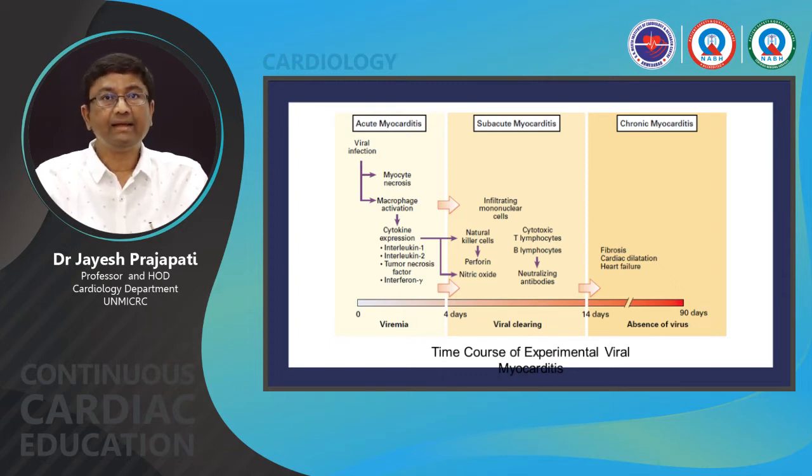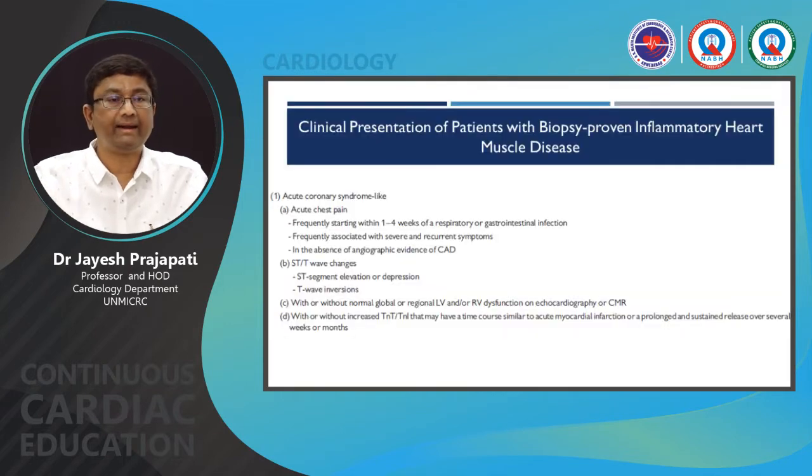But after this, either the virus goes off and the heart recovers, or it leads to necrosis. So chronic inflammation leads to necrosis and fibrosis, and eventually the heart thins out and dilates, leading to heart failure. After 90 days the chronic disease occurs, and that is chronic myocarditis. So what is the clinical presentation of myocarditis?